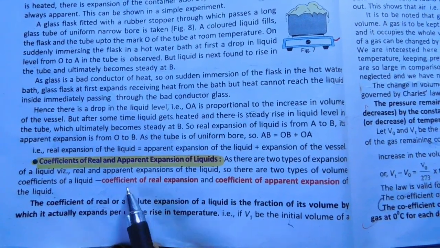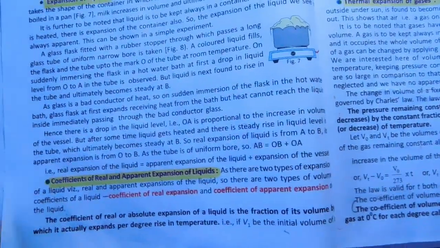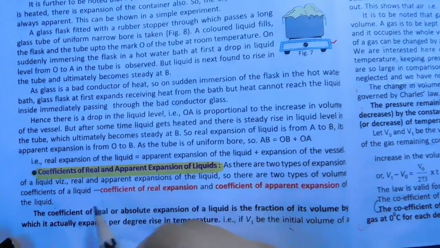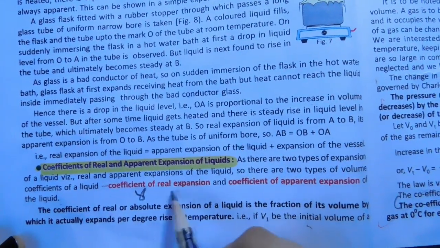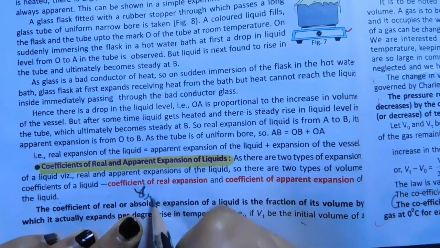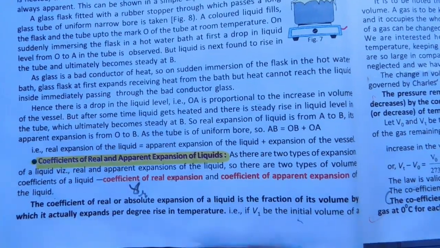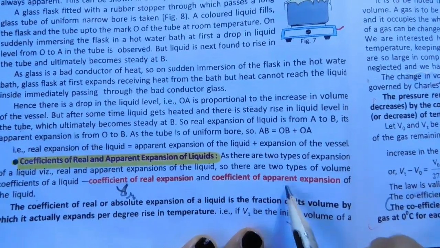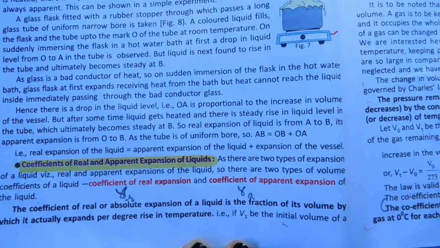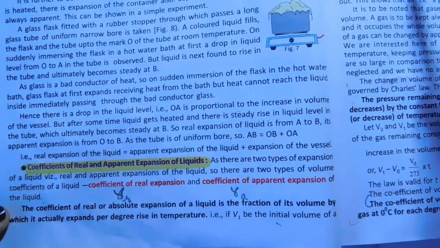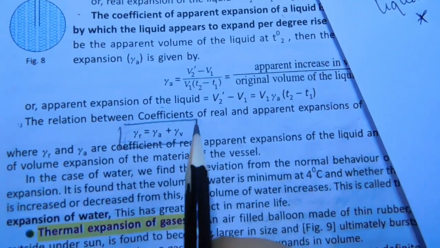Out here, coefficient for real expansion, you know very well, earlier we had denoted the volume expansion with the help of gamma. So for the real expansion, gamma R will denote it, subscript R, and the apparent expansion will be denoted by gamma A. Okay.